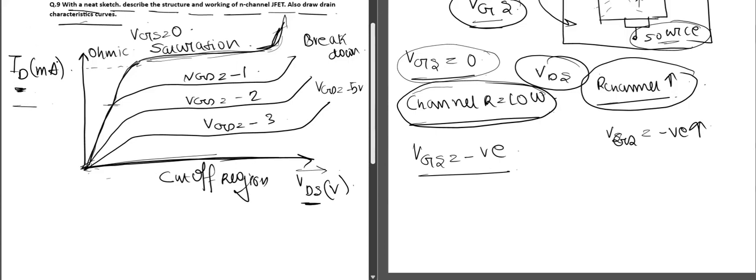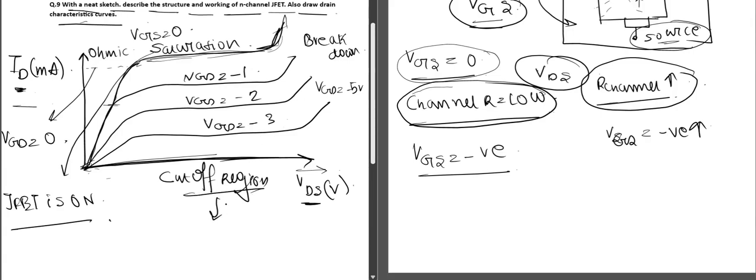So this ohmic region is the region when the gate to source voltage is equal to 0. And this saturation region signifies that our JFET is in on mode and it is active. And this cutoff region signifies our JFET is in off mode, where no drain current is flowing, or ID is equal to 0.